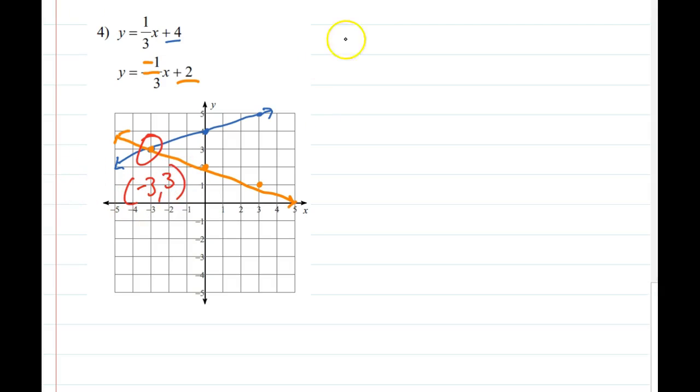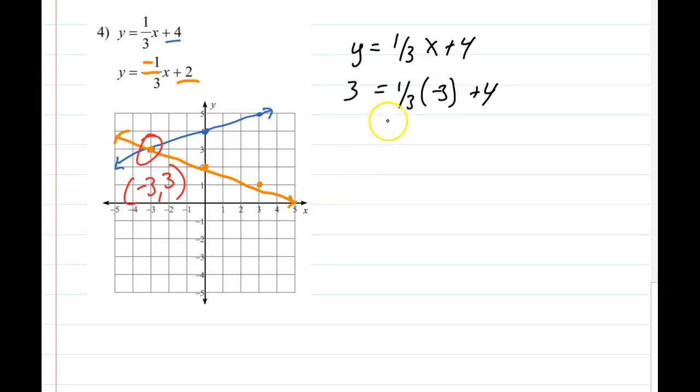If you got extra time, you'd want to take that point and plug it into both of them. So let's go ahead and just plug in the negative 3. The 3. So what happens here, a third of negative 3 is negative 1, and negative 1 plus 4 is equal to 3. And so that is a solution. And you could check the other one to verify that as well.